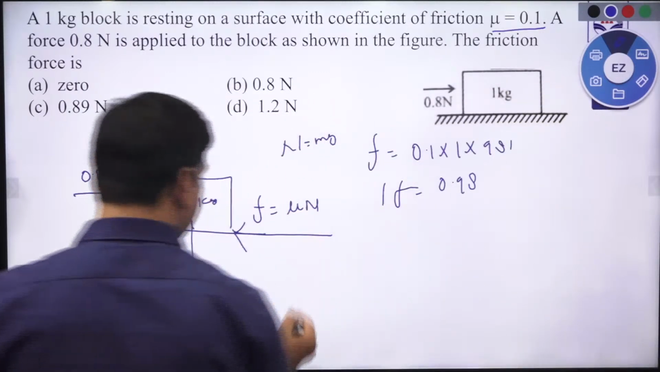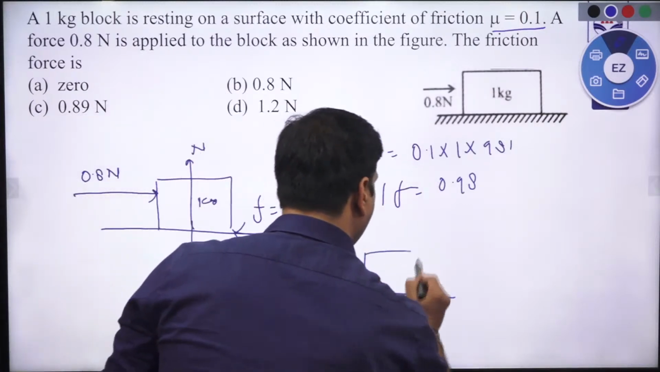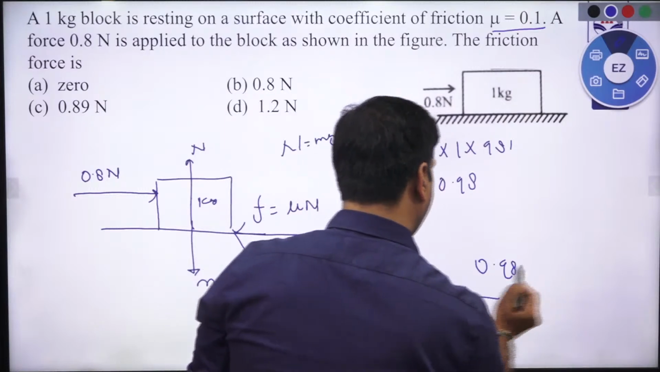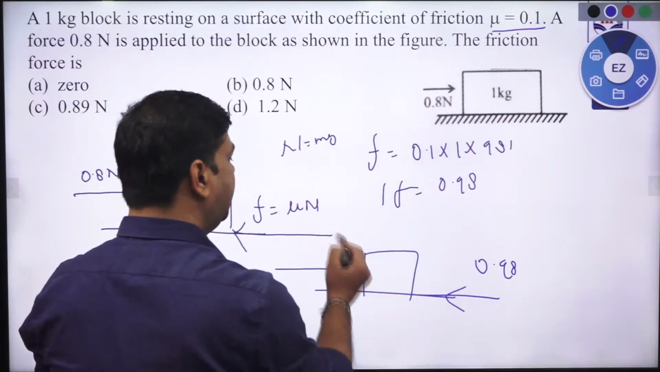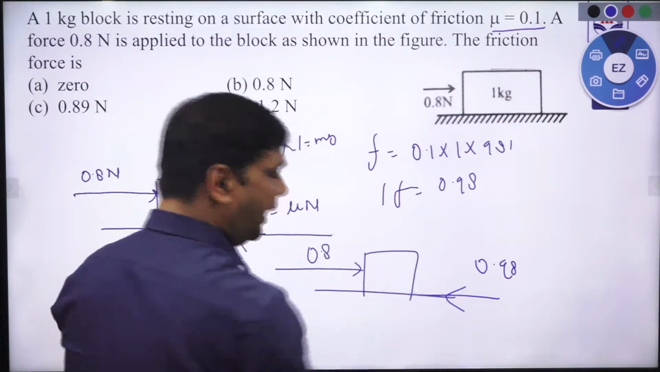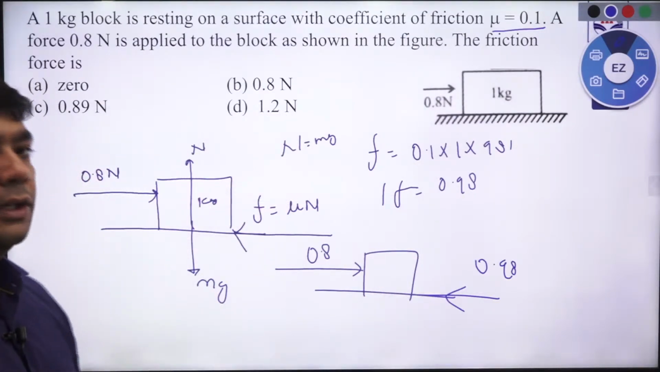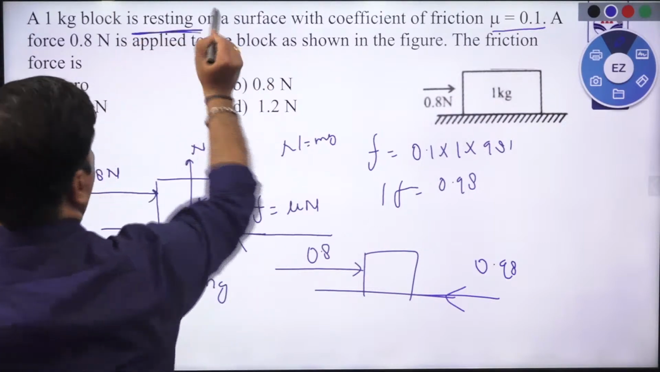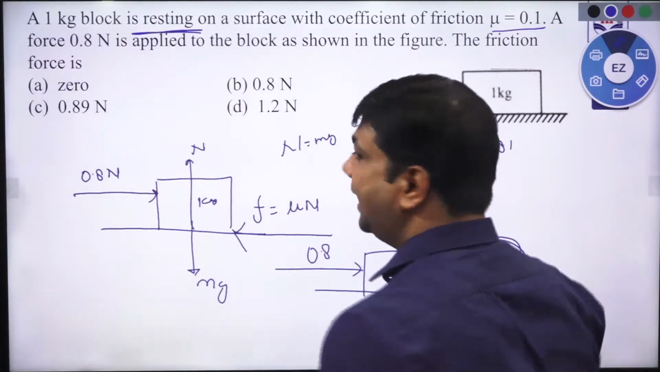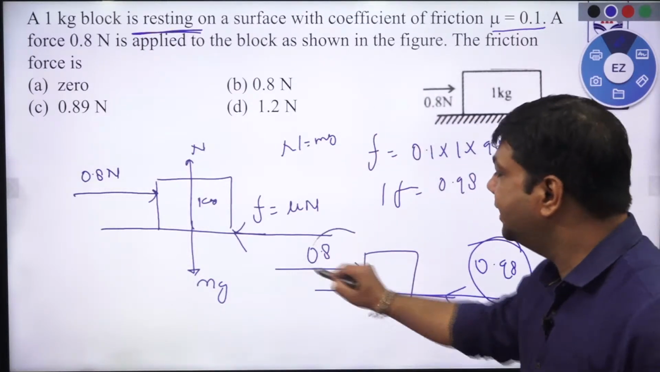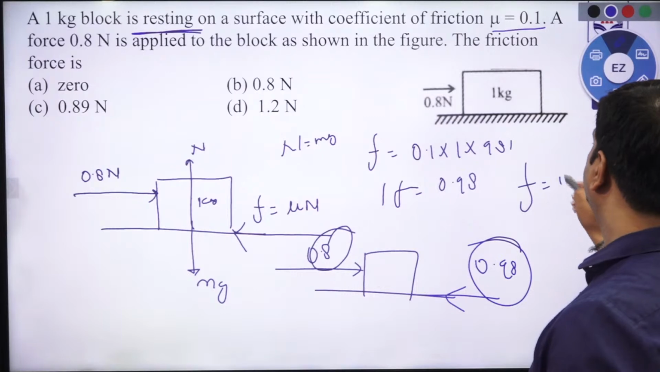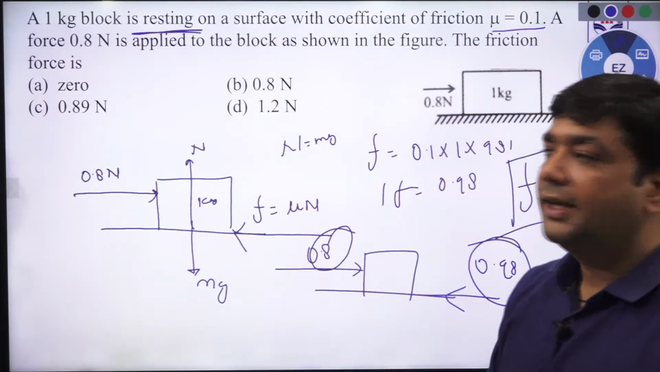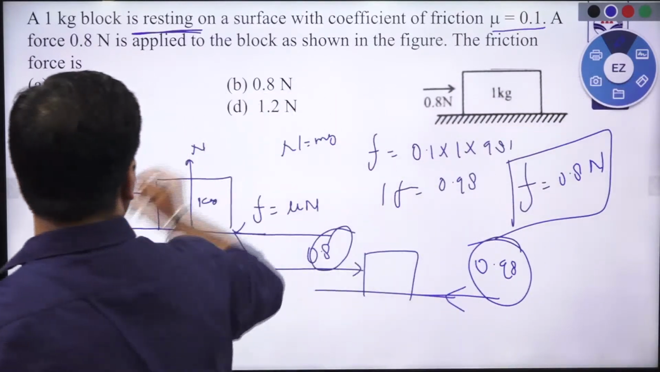If a block has a friction force of 0.98 in the left-hand direction and on the right-hand side there is a force of 0.8 Newton, it can never be at rest. But the block is in a resting condition, so this friction should be the static friction, just equal to this one. So the friction force came to be 0.8 Newton because the block is in rest condition. Okay, so the answer is B.